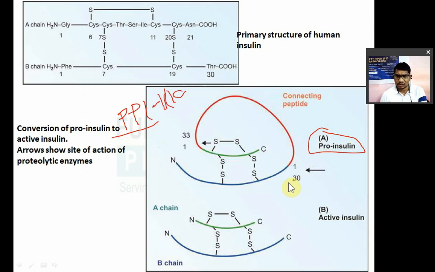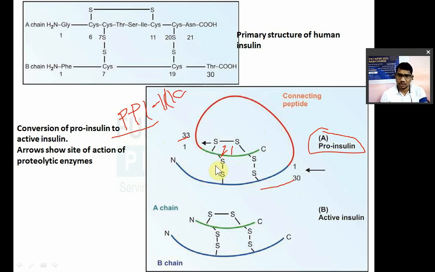तो यहाँ पे 30 amino acid है. यहाँ पे 33, कितना हो गया, 66. So 33, 30 plus ये 21, 66 plus 21, 87 amino acid. So 87 amino acid is pro insulin.